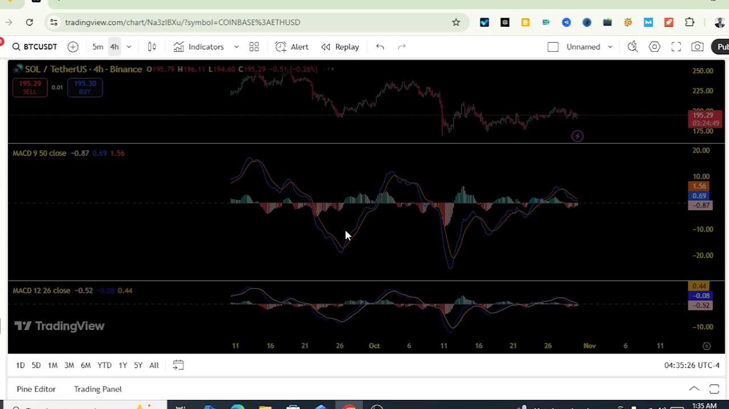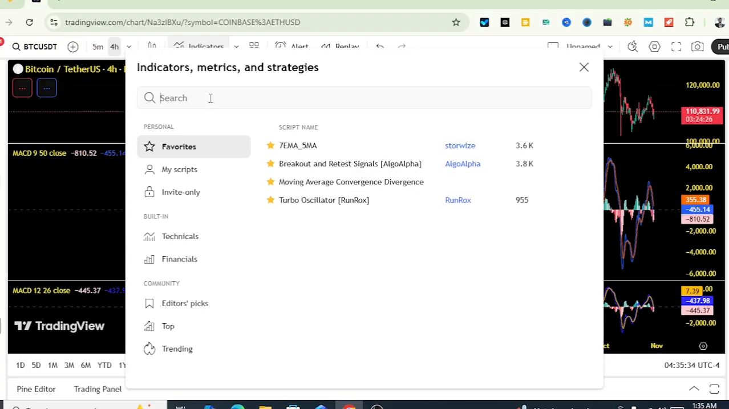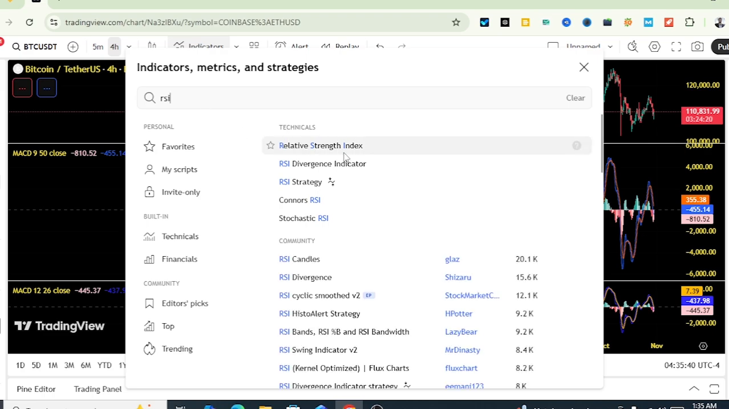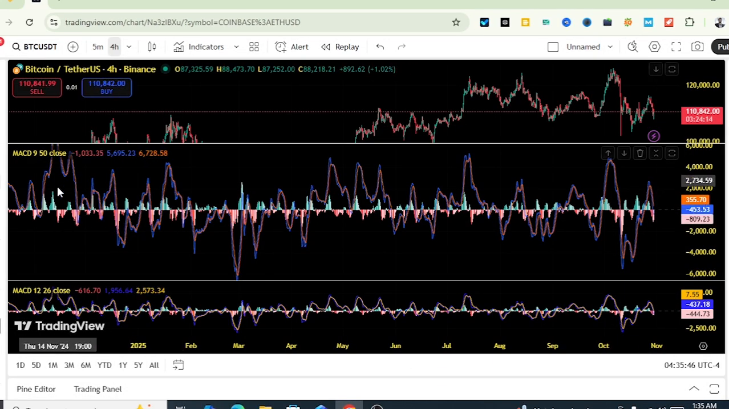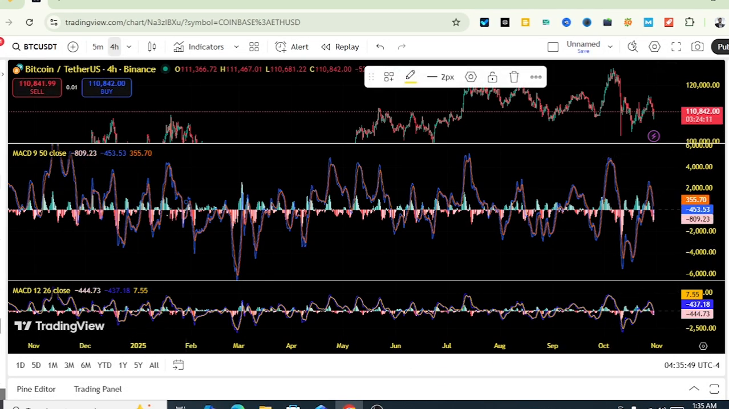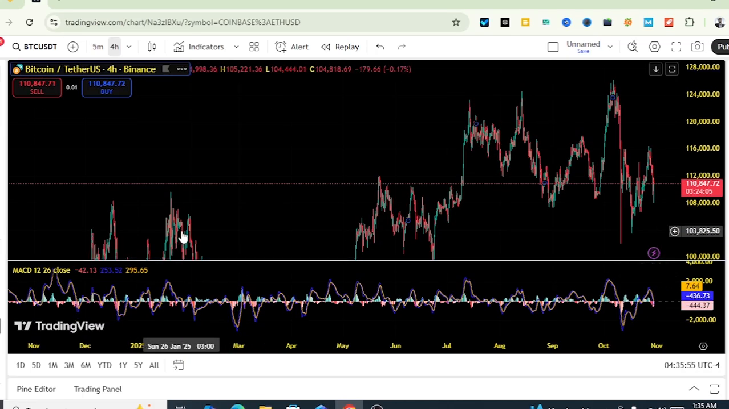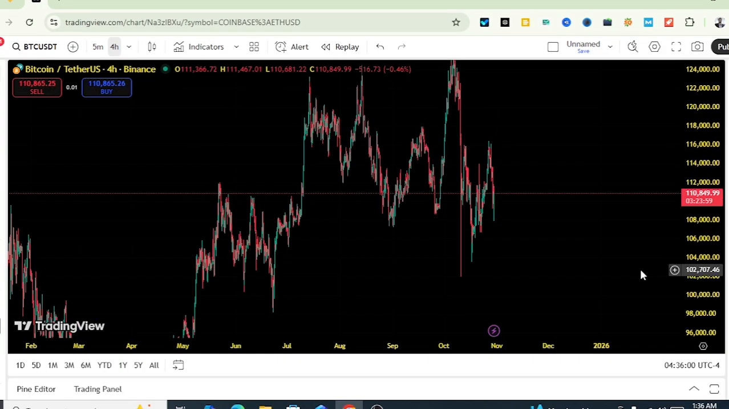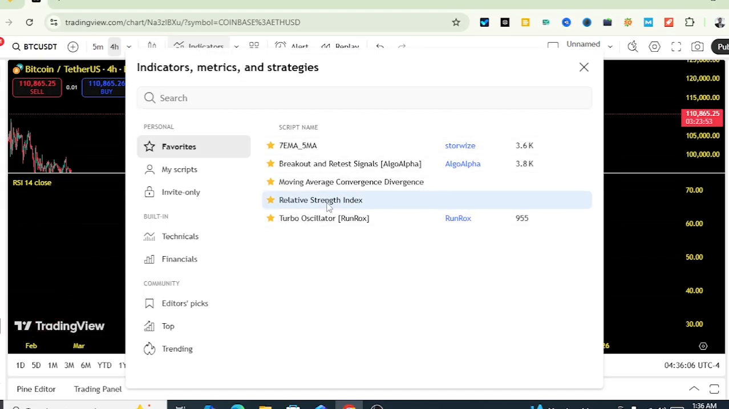First of all, I am showing you how you can add the indicator. Just click on indicators and search for the RSI indicator, the relative strength index. You can make it a favorite or just add it. I already have many indicators added, and that's the reason the new indicator is not adding, so I am deleting all the previous ones and searching again for relative strength index.